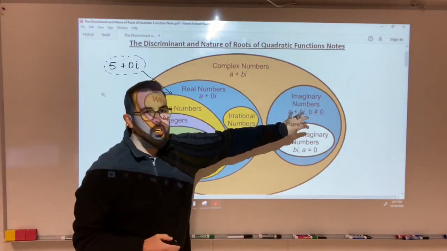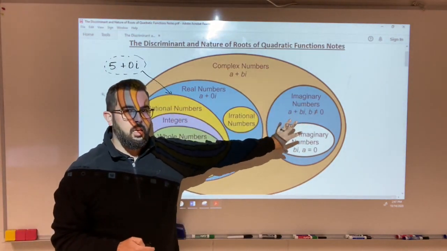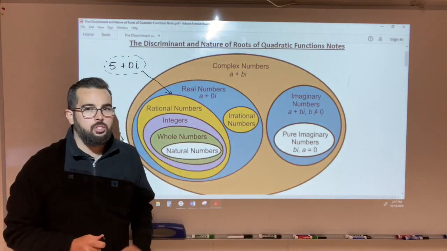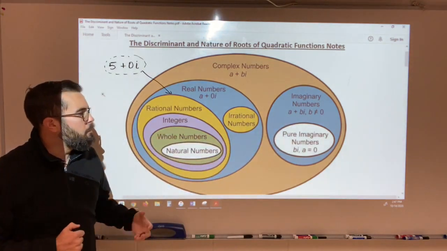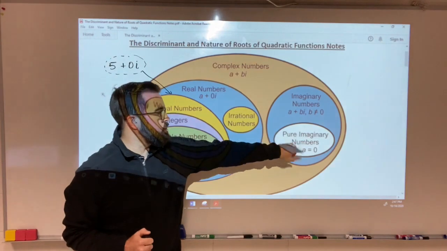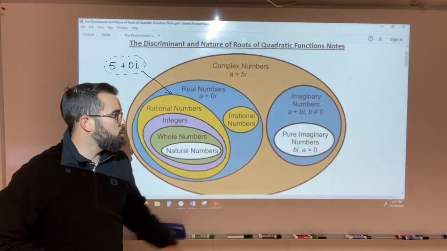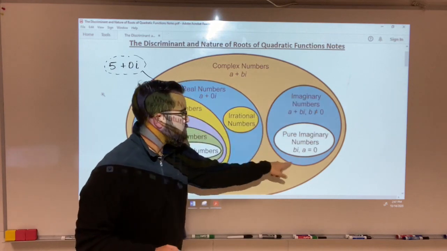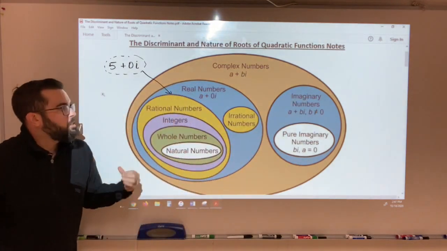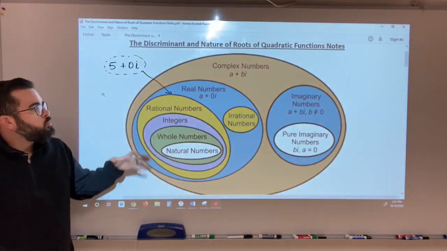they split imaginary numbers into two. There's really just one circle here. This wasn't my image, so I couldn't edit it, but there's really just pure imaginary numbers, numbers that can be written in just bi. That's what belongs in this circle. All right, but this is our number system.